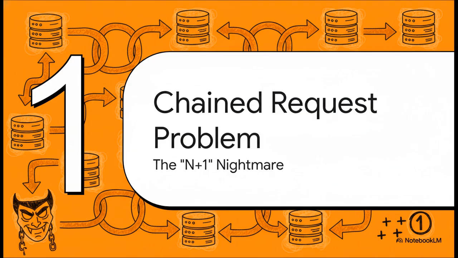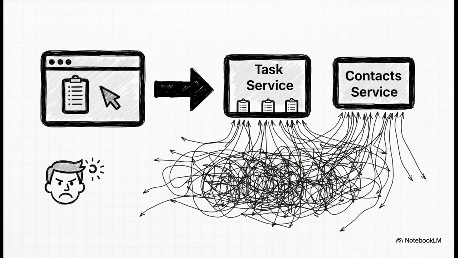Okay, first things first, let's meet the villain of our story, the chained request. If you've been working in distributed systems for any amount of time, you know this one. It's the dreaded N+1 problem, and it is an absolute performance nightmare. So let's get real for a second.